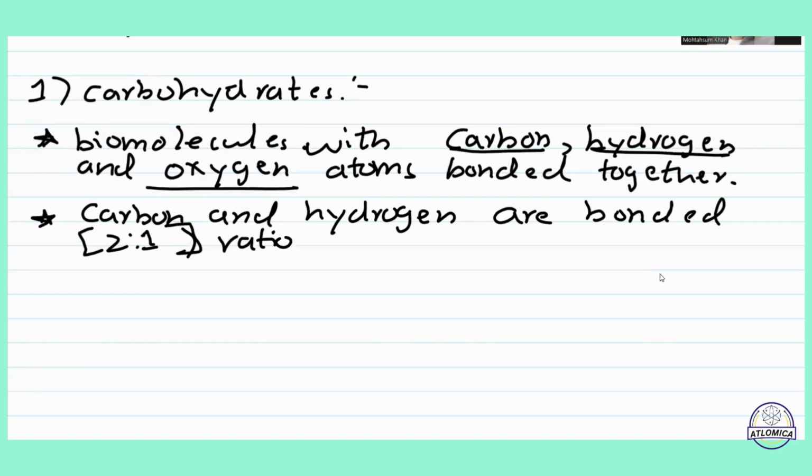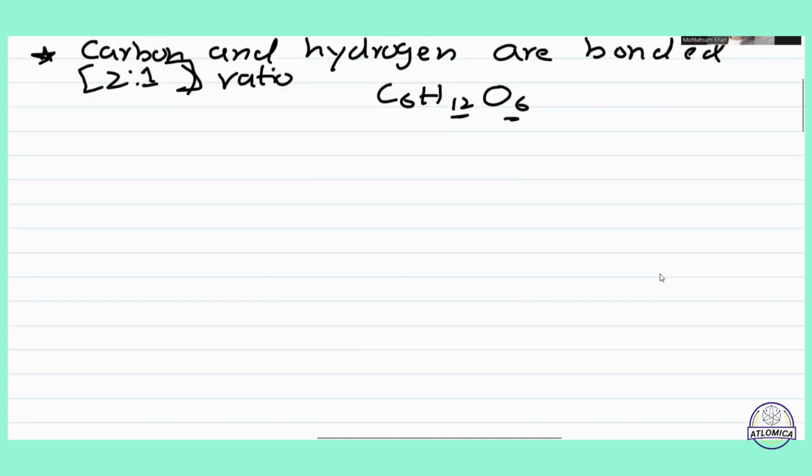Let me give you an example. Let's suppose it's a general formula of a carbohydrate that is C6H12O6. There, you can see that for every oxygen, there are two hydrogen atoms. So that's why I say that the ratio between them is 2:1. Moving forward, there are three types of carbohydrates.